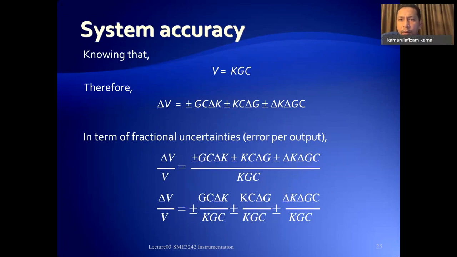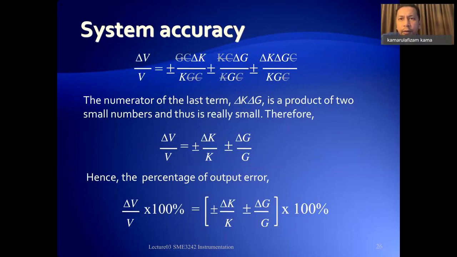Okay, so in terms of fractional uncertainties, error per output, you can rearrange the formula to take delta V over V, then you can take the term up there and simplify the equation. And finally, you will have delta V over V equal to plus minus delta K over K plus minus delta G over G. So that is basically the whole error term for a system of instrumentation. If you look at the percentage, you have to multiply by 100%.